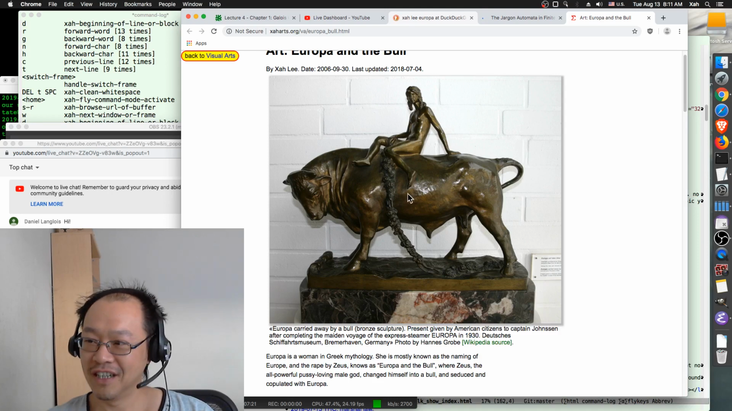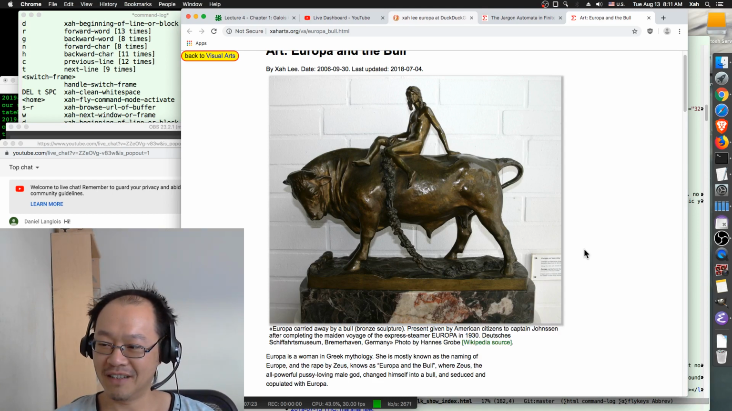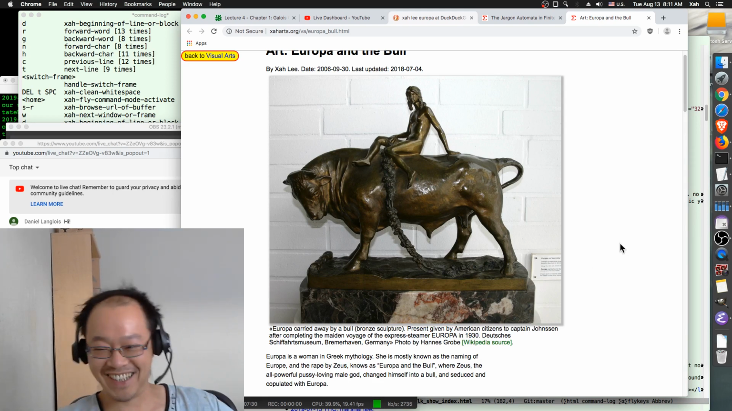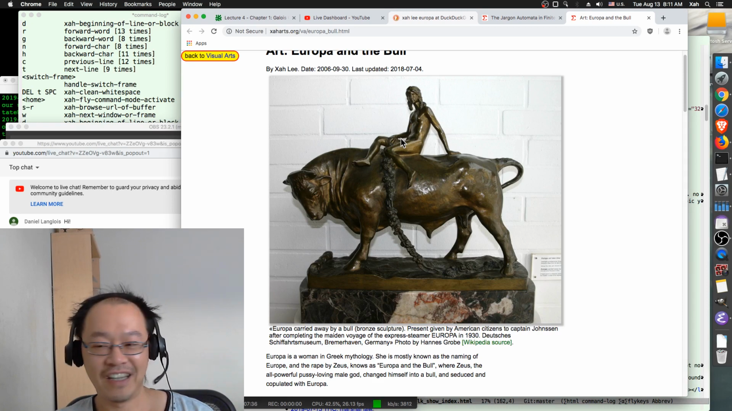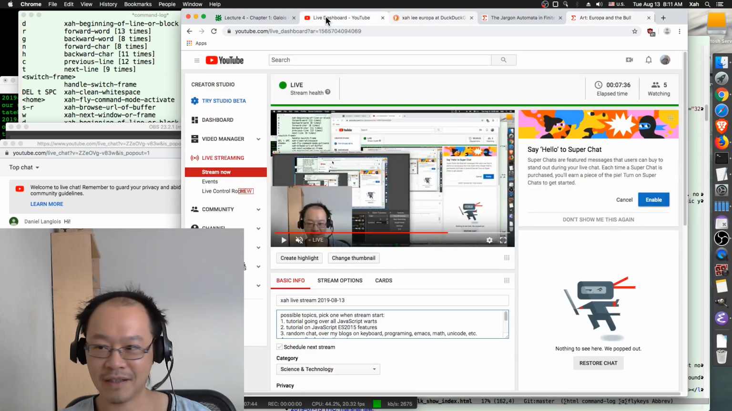The bull represents the power, the masculinity. The bull just takes off. The girl hops on for a ride. So she's Europa, and she's a girl. And the bull, does anyone know who the bull is? Does anyone know? Type it. Danielle Langlois, Jacob, do you know who the bull is?